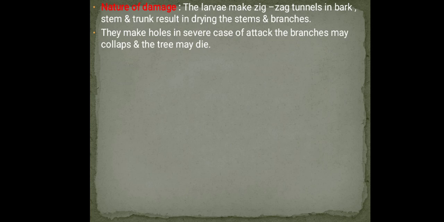Then nature of damage of this plant. The larvae make zigzag tunnels in the bark, stem and trunk, resulting in drying of the stem and branches. They make holes in a severe case of attack. The branches may collapse and the tree may die.